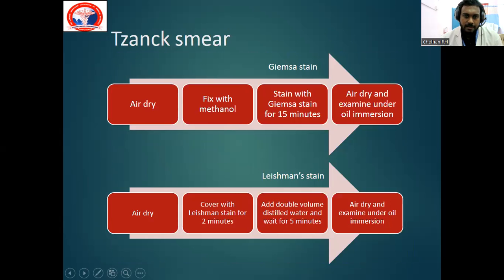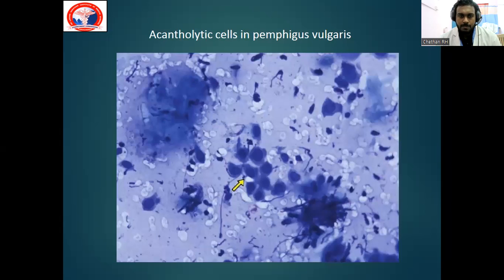So what are you going to see after doing this smear? In case of autoimmune disorders such as pemphigus vulgaris, you are going to see these acantholytic cells. These are round shaped cells which have a round nucleus inside them. These are nothing but keratinocytes which are separated from the surrounding keratinocytes. This is typically seen with autoimmune blistering disorders such as pemphigus vulgaris.